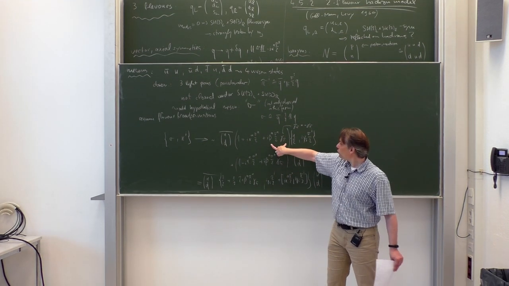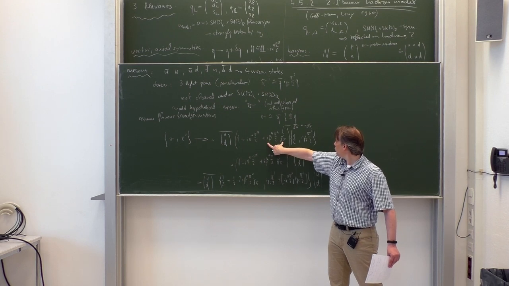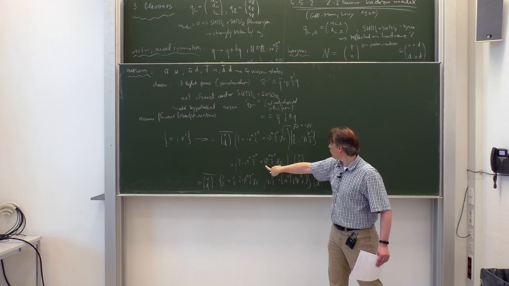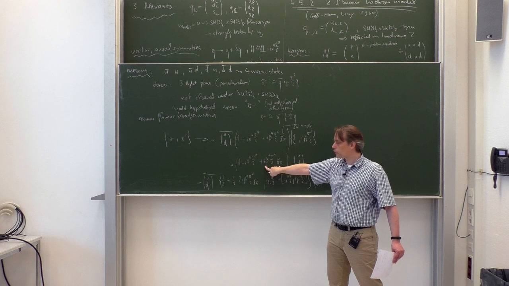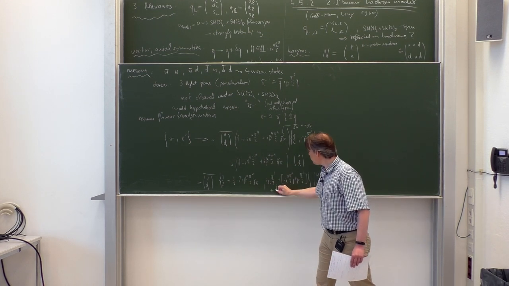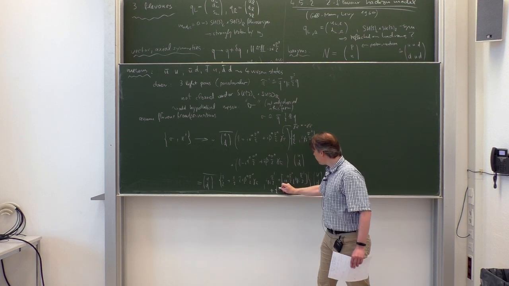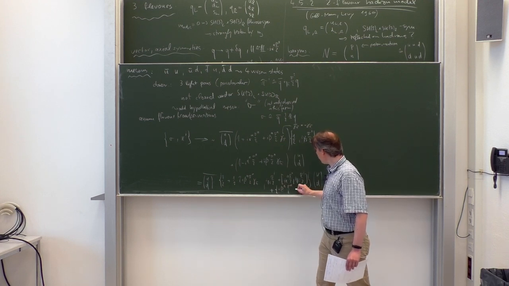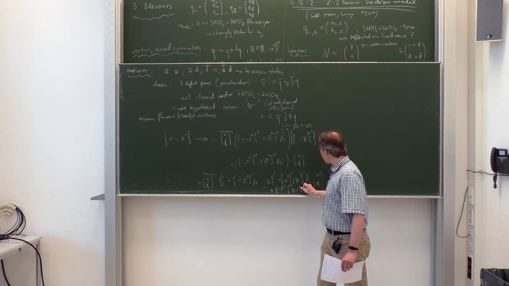And then from the beta, we get here beta times this plus this times the same beta. This gives the anti-commutator, so we get plus the anti-commutator of i beta^a sigma^a over 2 gamma 5 comma i gamma 5 sigma^i over 2.